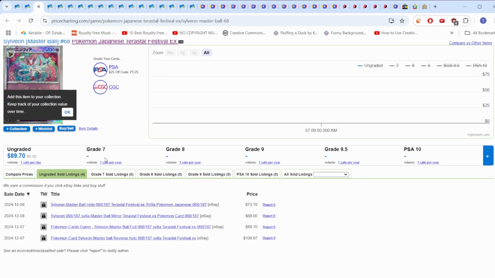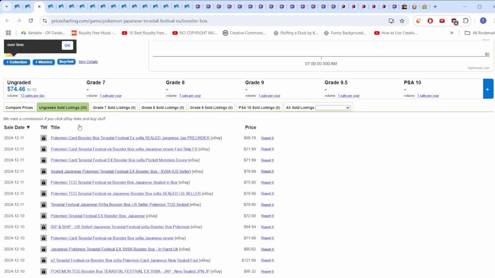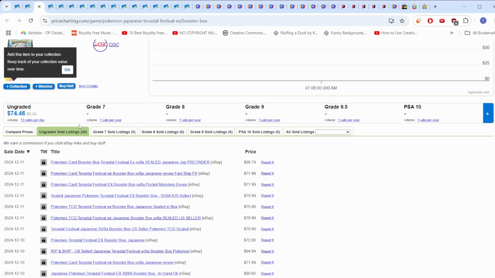And then the Master Ball one also has not a lot of sales, but it's been decreasing, and there haven't been any sold lately. The booster box I wanted to look at because it seems like the singles are getting lower, a lot of them are, but the booster boxes are getting higher.